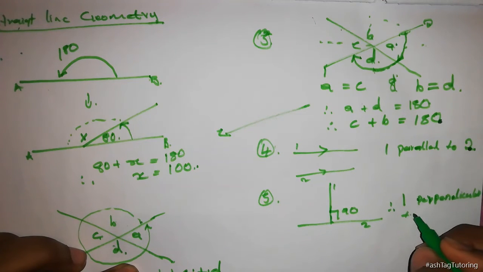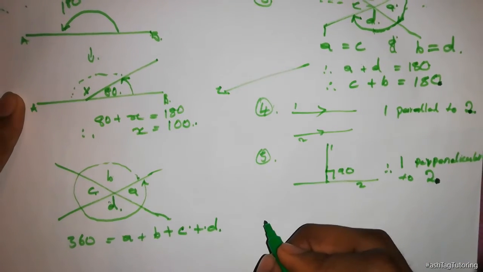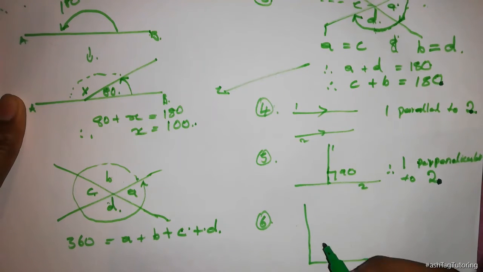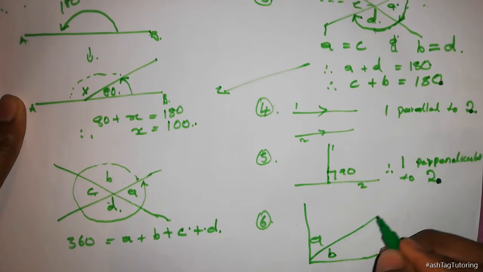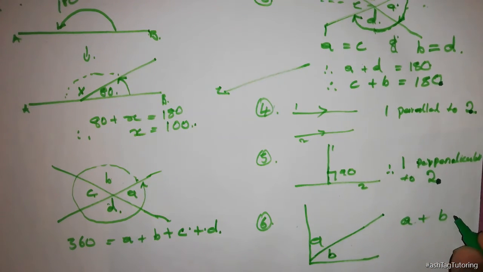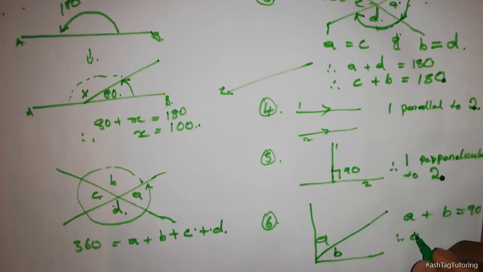Okay, so the next thing to look at, rule number 6, is if you have two angles that are adding up to 90 degrees, say A plus B, these angles A and B are said to be complementary angles.